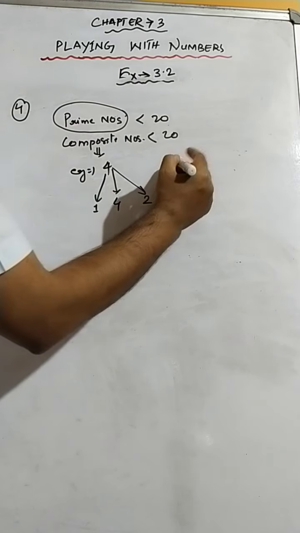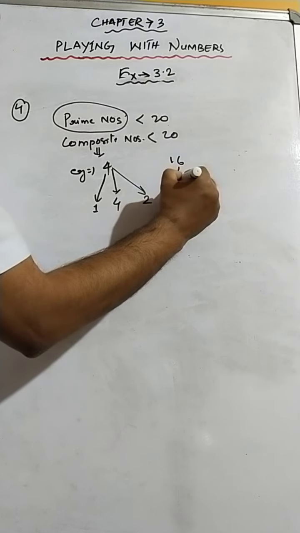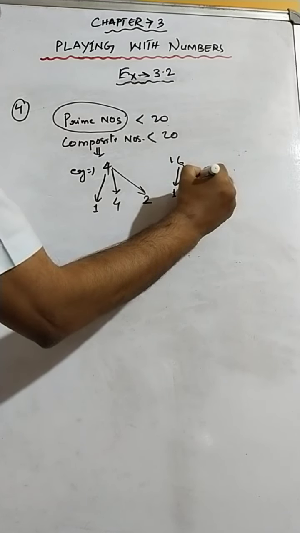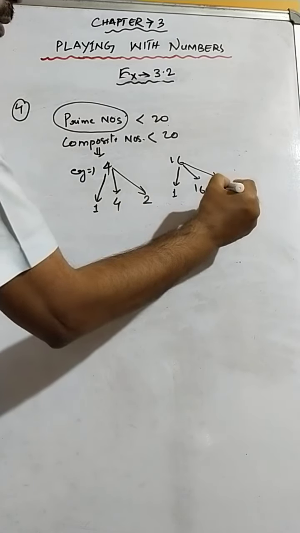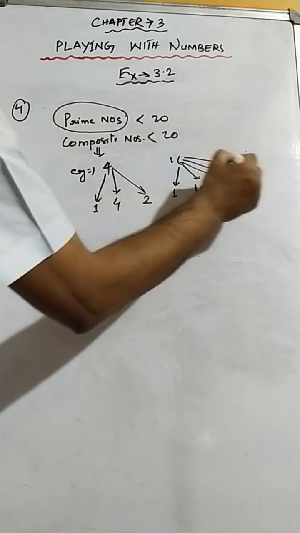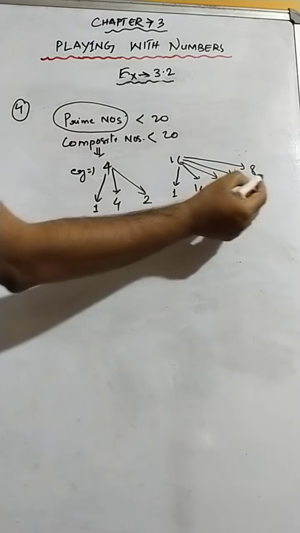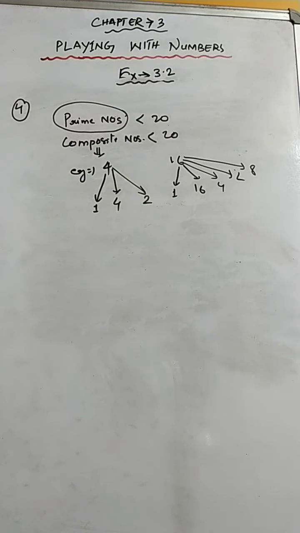Let's take another example, suppose 16. Why is 16 a composite number? Because 16 is divisible by 1. 16 is also divisible by itself, that is 16. 16 is also divisible by 4, by 2, and by 8. You see, so many numbers are there. Fine. So that is the reason they are called composite numbers.